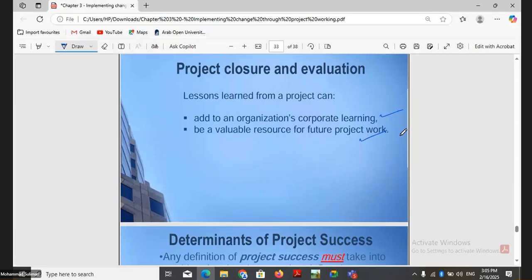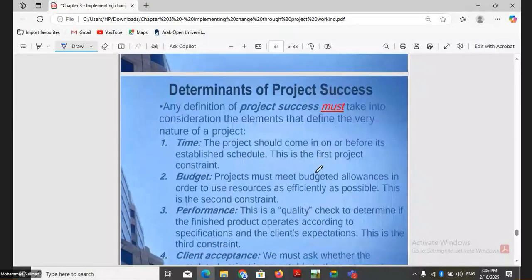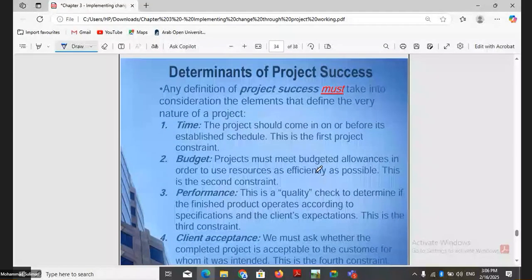The project should come in on or before its established schedule. This is the first constraint in the project. For any successful project, the project must come within the time. Let's say, for example, we said the project will take 6 months. It must come within 6 months. Okay. This is the first criterion to be a successful project. Number 2, the budget. The project must meet budgeted allowances in order to use resources as effectively as possible.